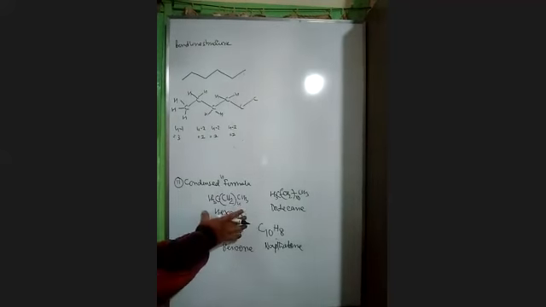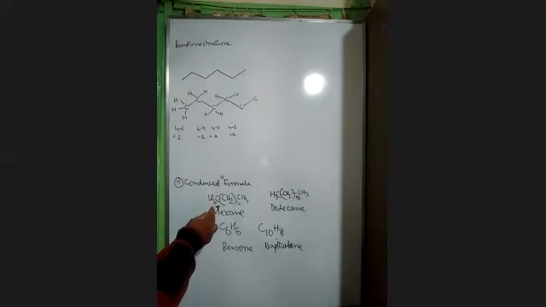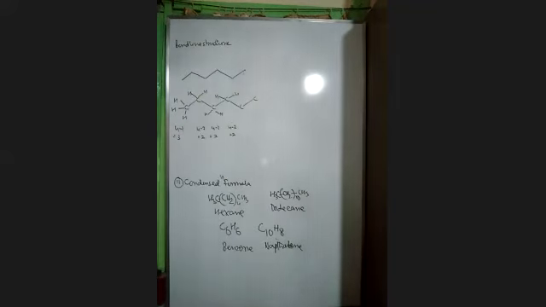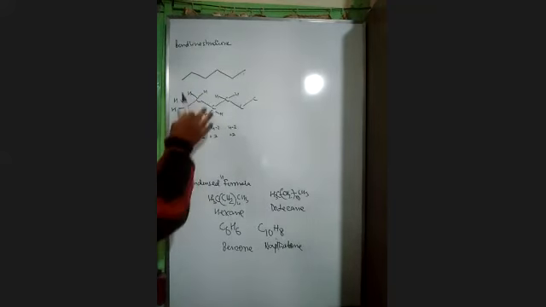This is the one I have written. How many carbons are there? 1, 2, 3, 4, 5, 6. So I've written here 1, 2, 3, 4, 5, 6. Now I am developing this one.